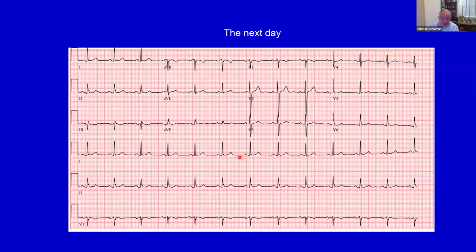And here he is the next day, back in sinus rhythm, and you can see that clearly his P waves are now sinus P waves. They're upright in 1, 2, 3, and aVF. Okay, so this is an atrial tachycardia.